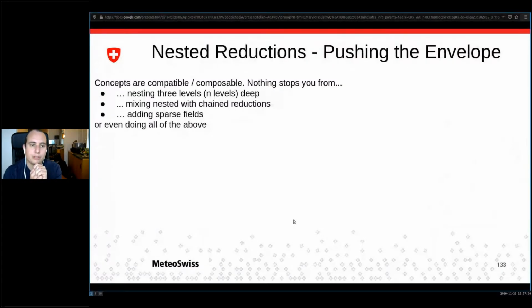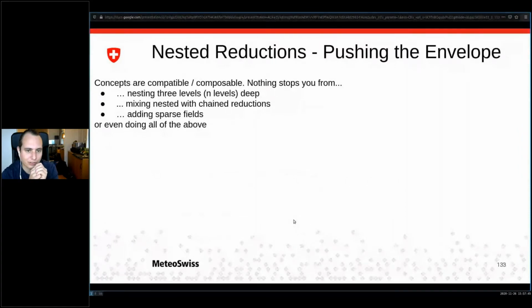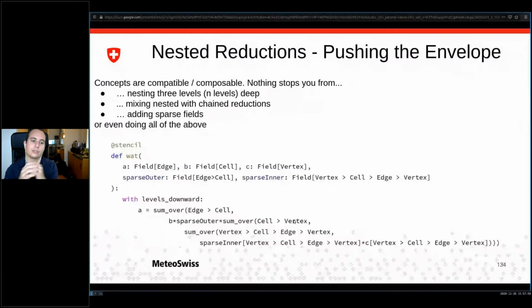Okay, and now you're free to push the envelope, like you're free to mix, or to not only nest 1 level, but 3 levels or n levels deep. This is perfectly fine. You can mix nested and chained reductions. This is also fine. You can add some sparse dimensions in the mix, and then you can combine all of this to come up with monstrosities like on the bottom here.